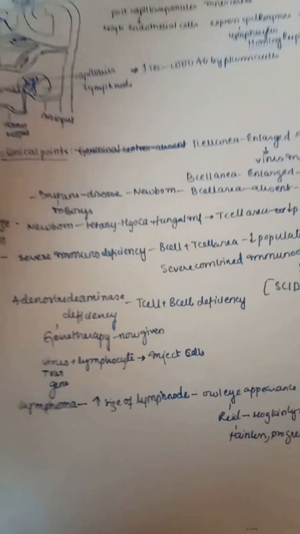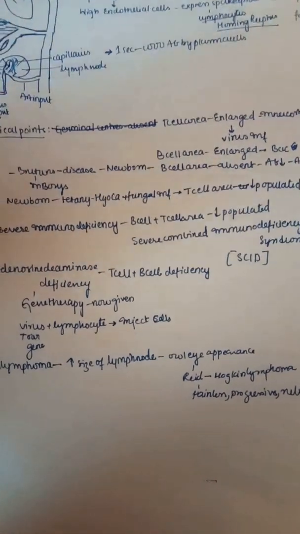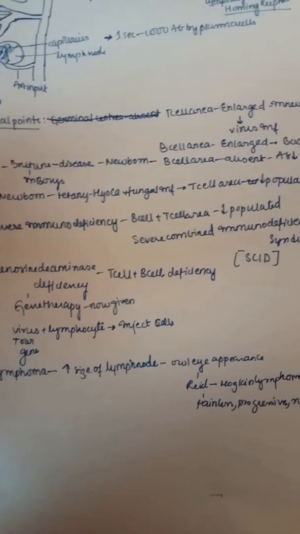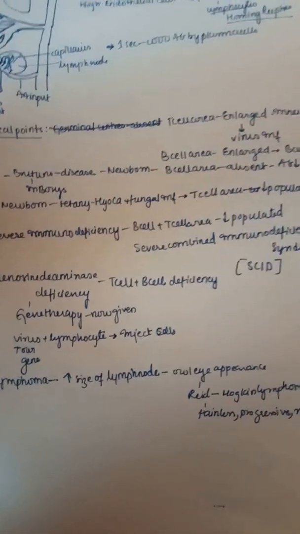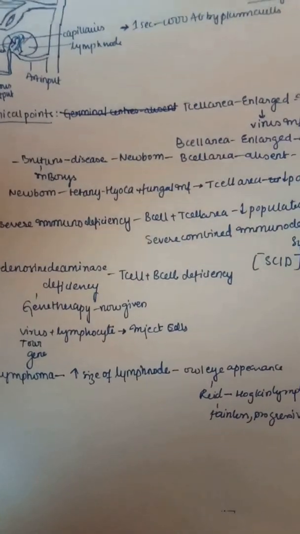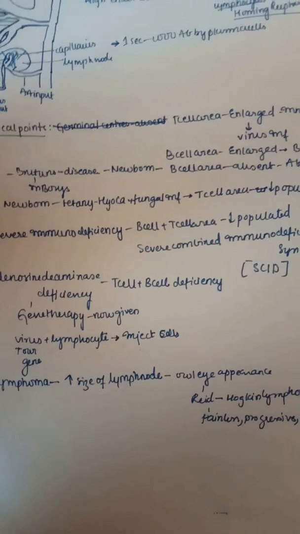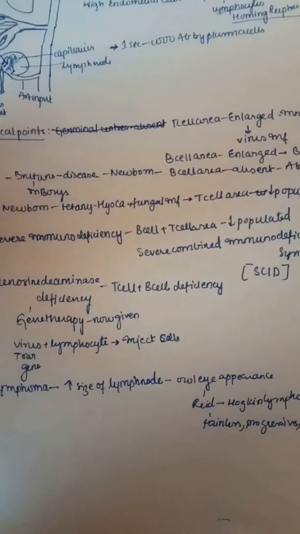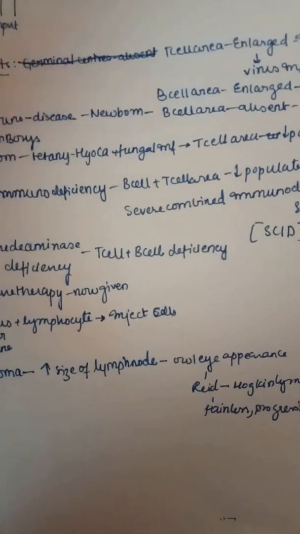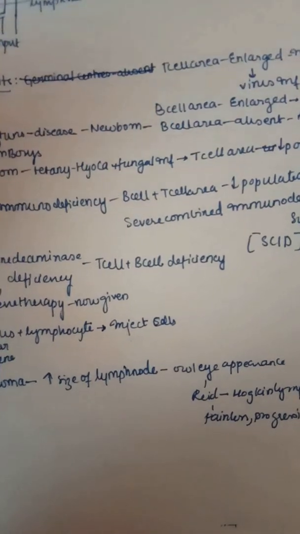So what are the clinical points related to the lymph node? The T cell area, which is the inner cortex, is enlarged mainly because of virus infections, and the B cell area is enlarged mainly due to bacterial infections. In Bruton's disease, seen in boys, that is newborns, the B cell area is absent, so the antibody is decreased, and it is also known as agammaglobulinemia. And DiGeorge syndrome is seen in a newborn where there is tetany, hypocalcemia, fungal infection, and the T cell area is less populated.